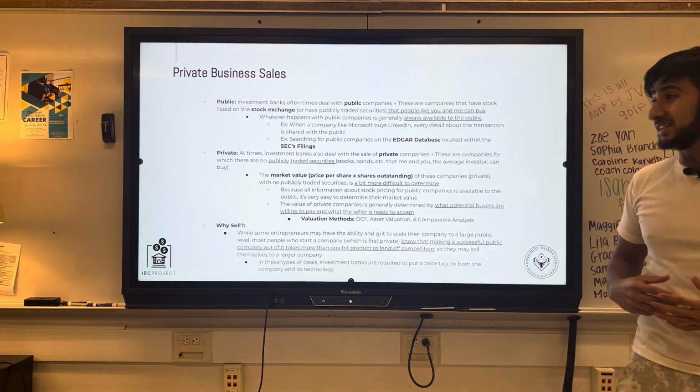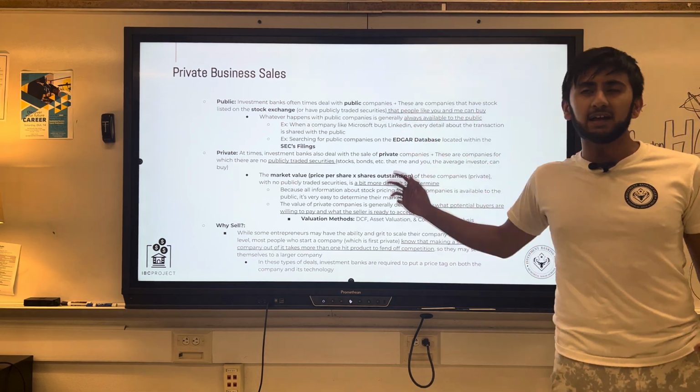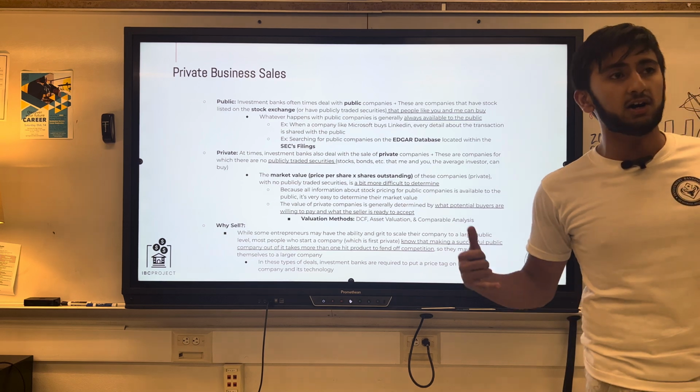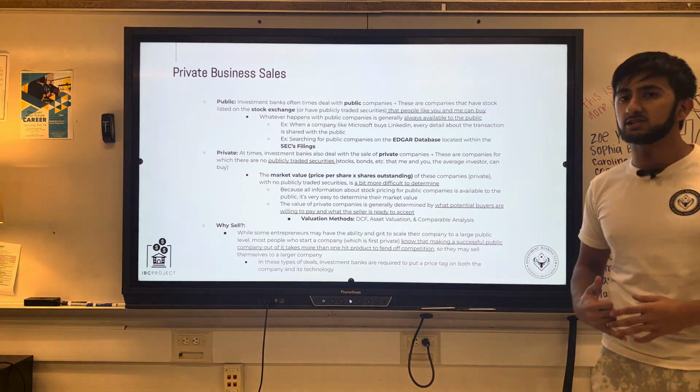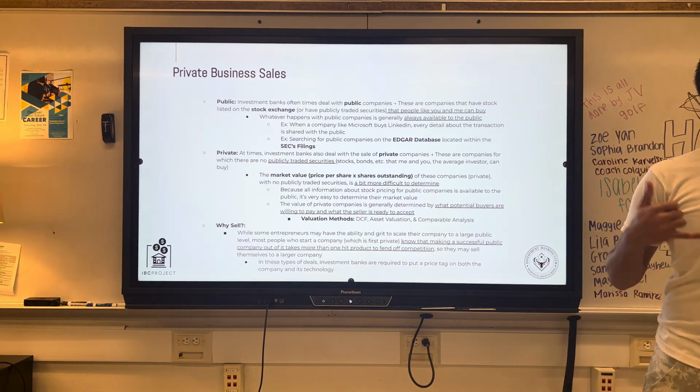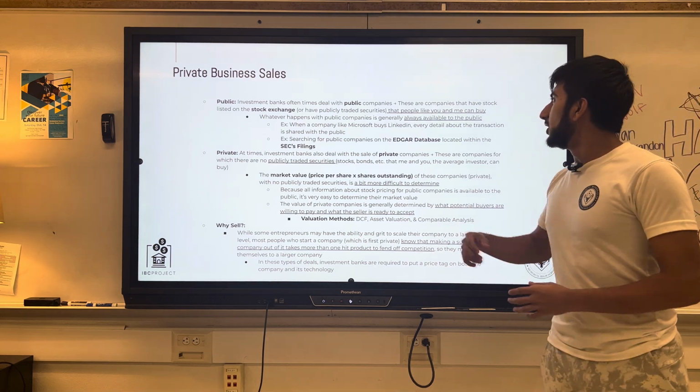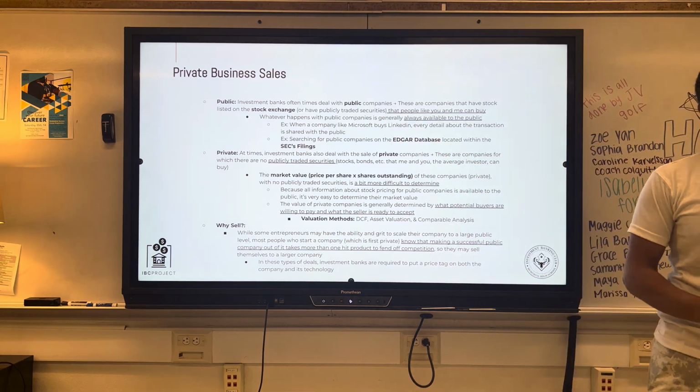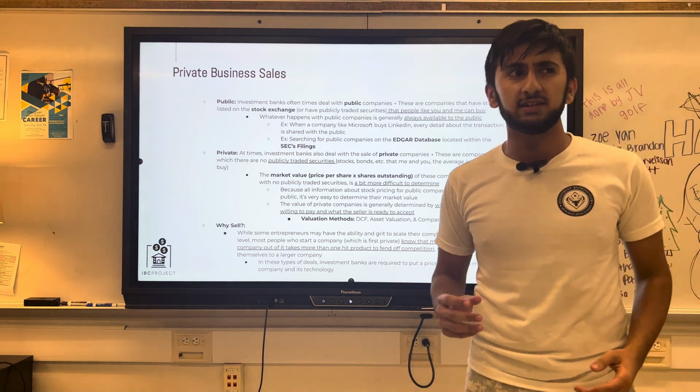Investment banks oftentimes deal with public companies. These are companies that, like I said, have stock listed on a stock exchange. There are multiple stock exchanges: the New York Stock Exchange, NASDAQ, important to keep note of that. Or have publicly traded securities. Does anyone remember what a synonym for the term securities is?